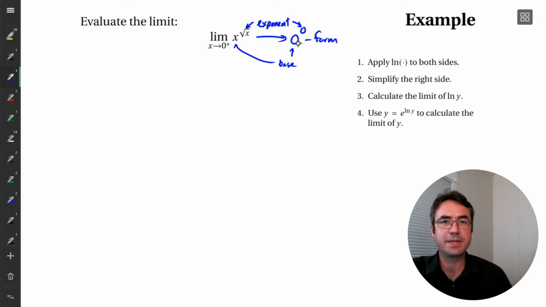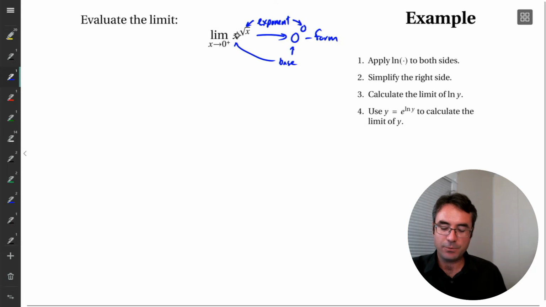So when the base term gets close to 0, it wants to make the whole expression get close to 0. But when the exponent gets close to 0, it wants to make the whole expression closer to 1. So there's this kind of competition between our base, which wants to make the whole expression 0, and our exponent, which wants to make everything 1 or get closer to 1. All right, so how are we going to do this?